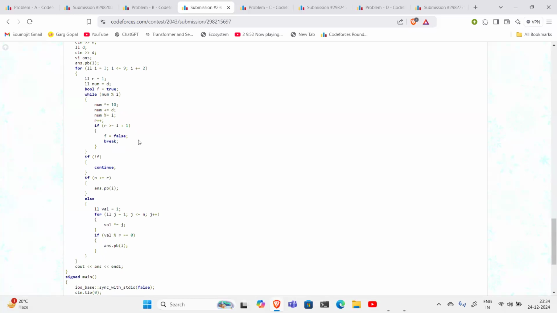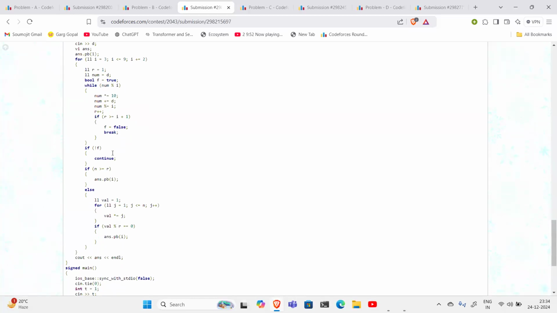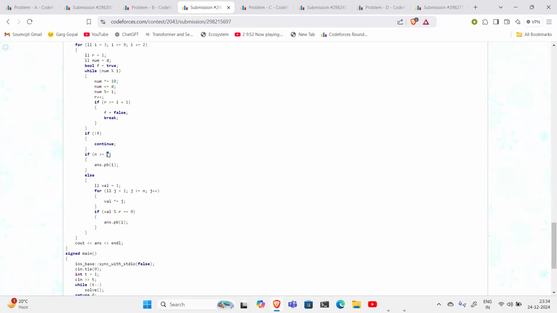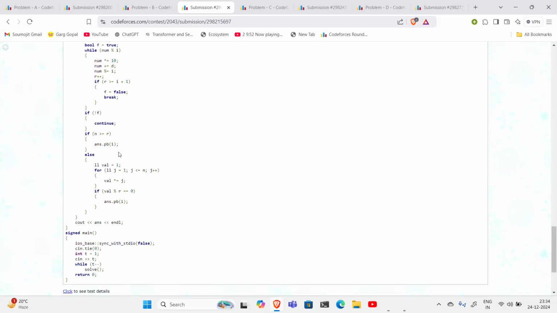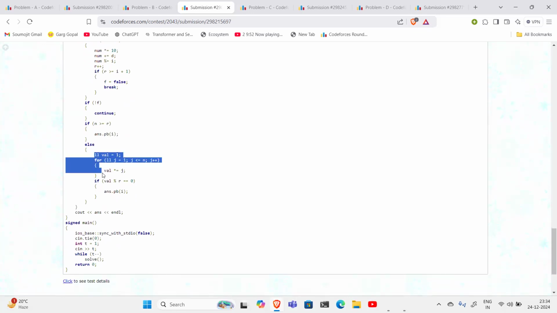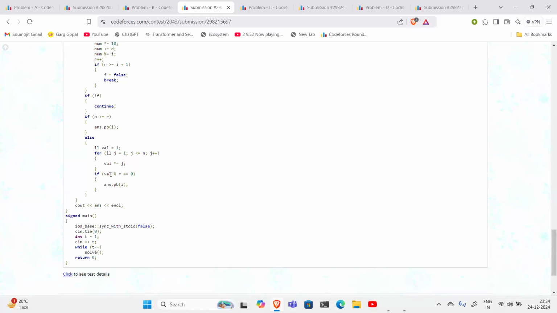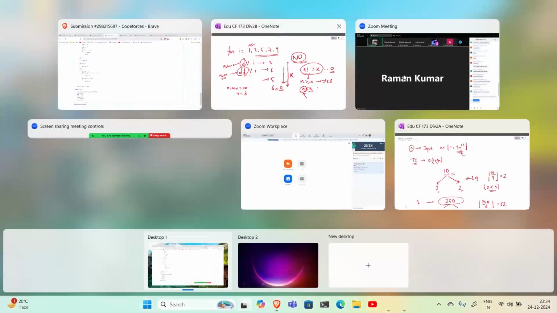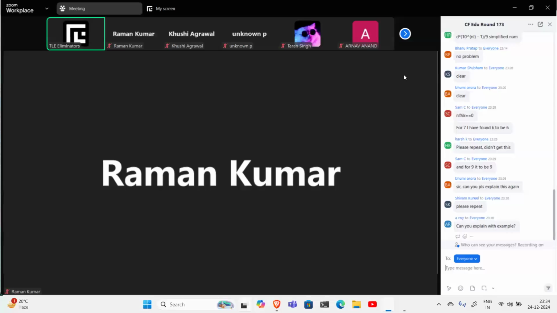That means I never got a 0. If I never got a 0, that simply means that I do not need to push back that value in the answer, because that will not be divisible, and I just continued. And if I get a 0, then r actually stores the length. So if n is greater than or equal to r, I can push back that value in my answer. If n is not greater than or equal to r, I can actually compute the value of n factorial, which I have done in val, and then check whether val modulo r is 0 or not. Okay, so this was the solution for B. I hope it's clear.